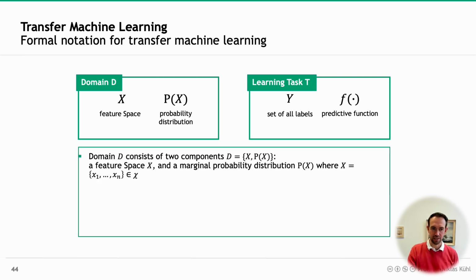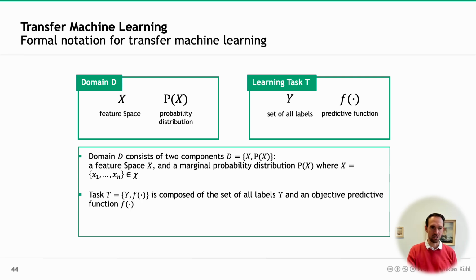Now we have a domain D which consists of two components, right? Where we have D, which consists here of the feature space and the marginal probability distribution P(X), and then we have a task that is composed of the set of all labels that we have, right? Our target and our logic, and an objective prediction function. And again, this predictive function is not observed but derived by the training data, right?